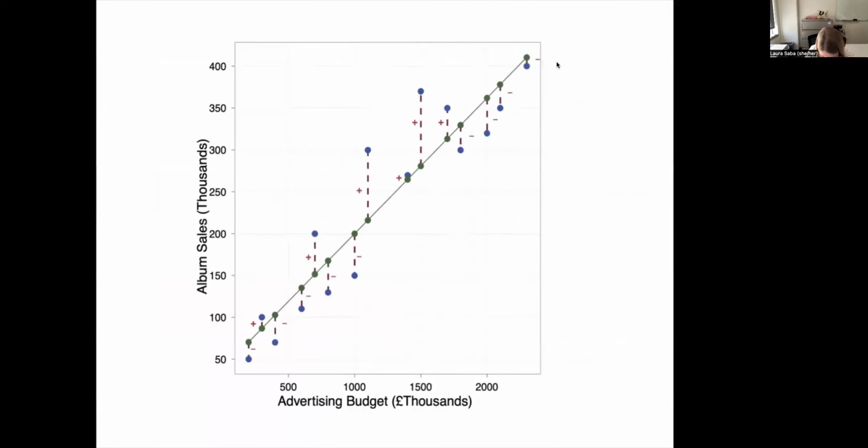So in this example, they're looking at annual advertising budget and album sales. I just like this graphic because it shows you this green line is our fitted line of our data. The blue dots, blue equals our observed data. And our green dots equals our predicted data.